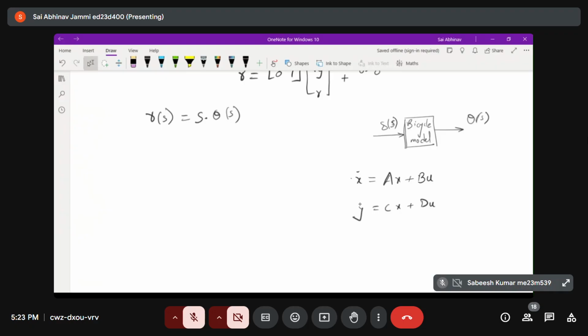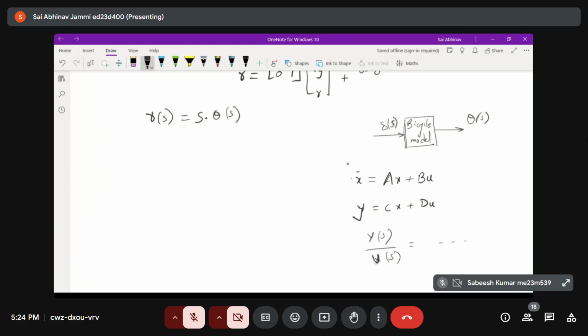You remember how we convert state space into transfer function? I want it in the form of Y of S by U of S equals something, the transfer function. So how do we convert state space into transfer function? There is a formula, an inverse of something, plus something. I forgot the formula, but that is the form if I'm not wrong.